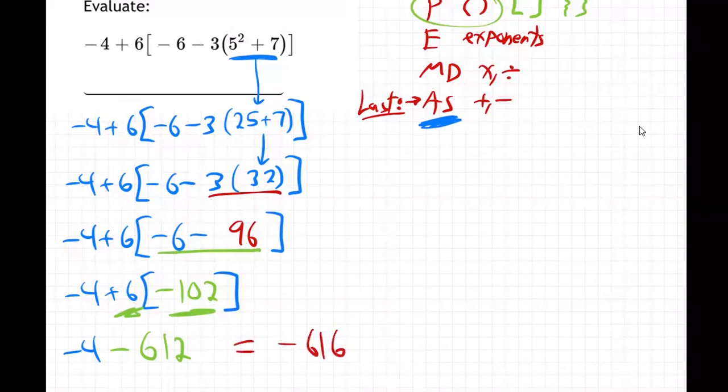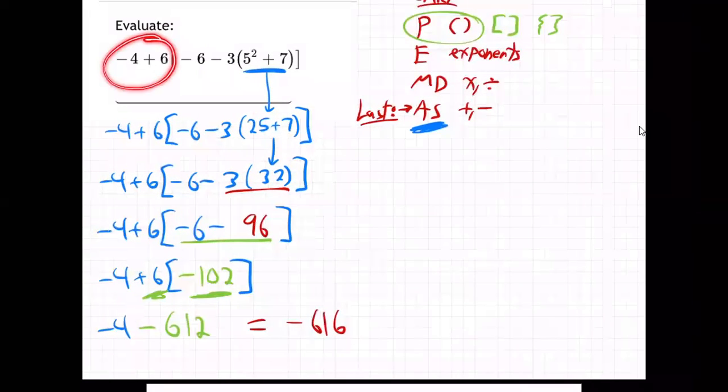So watch out. You can't subtract those numbers in the front because adding, subtracting is last. It has to wait all the way to the end to do that. There we go.